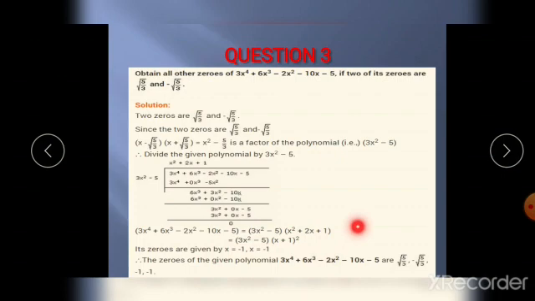Now, we already have root 5 by 3 and minus root 5 by 3 given. With the help of this only, we found the other two zeros. The other two zeros are minus 1, minus 1. So how many zeros did we get? Root 5 by 3, minus root 5 by 3, minus 1, minus 1. There are 4 zeros of the given polynomial. This question is very, very important for 3 marks. It is very frequently asked in the CBSE board exam.